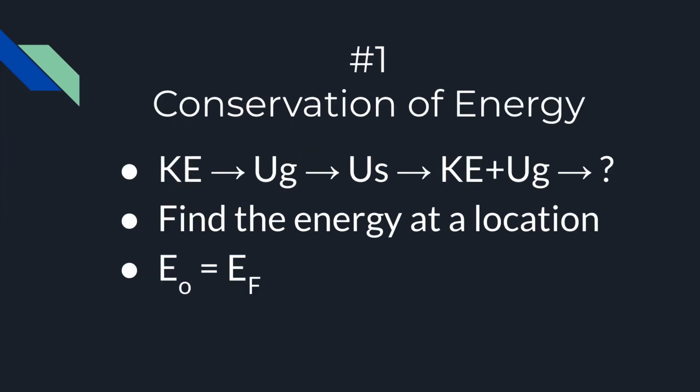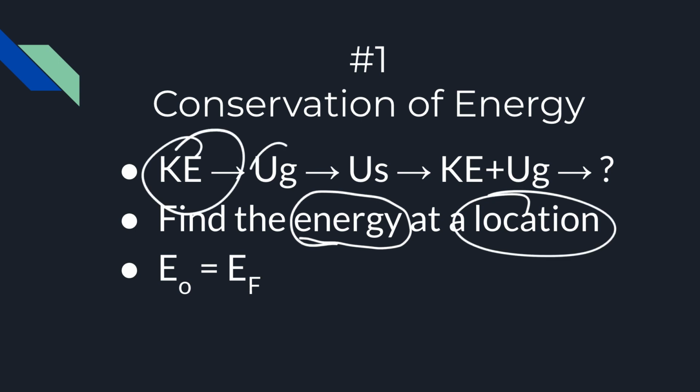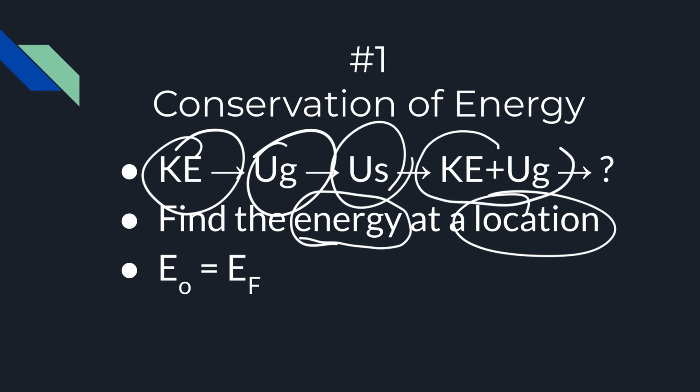So the number 1 question type should be of no surprise, and that is conservation of energy. You'll probably get several of these questions, to be honest. The key is you look at what energy there is at a certain location, whether that's kinetic, gravitational potential, spring potential, or both. Then you just say, whatever the energy is there, it's going to be the same somewhere else. So if my energy is 10 joules at one place, it should be 10 joules at another.